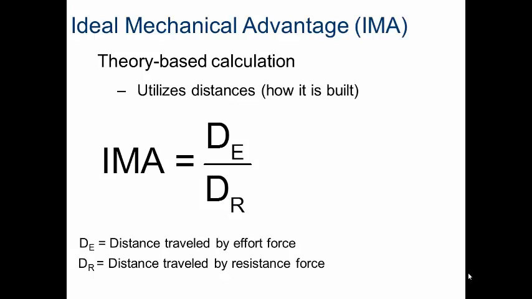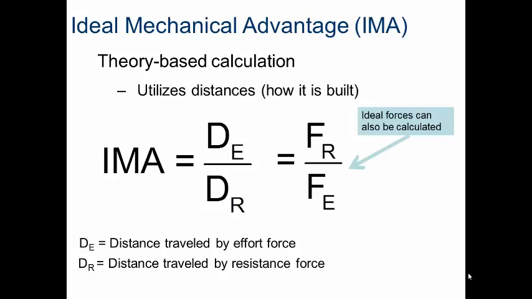Still, as a review, remember that ideal mechanical advantage is your theory-based calculation, and it's based only on how it is built, so it utilizes the distances or the measurements of the machine. The ideal mechanical advantage is simply the ratio of the distance traveled by the effort force to the distance traveled by the resistance force.